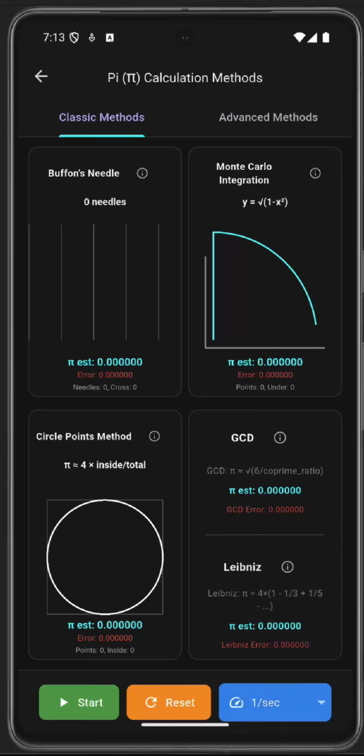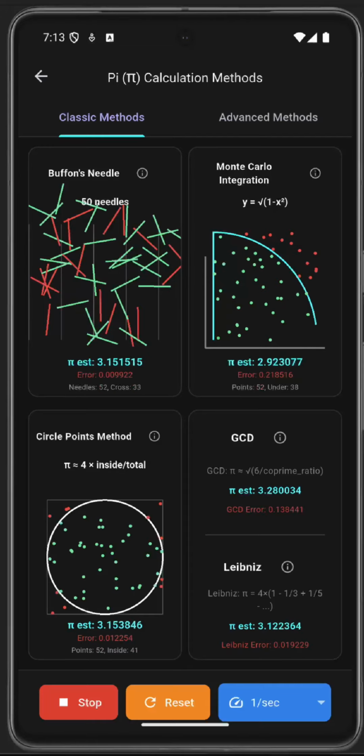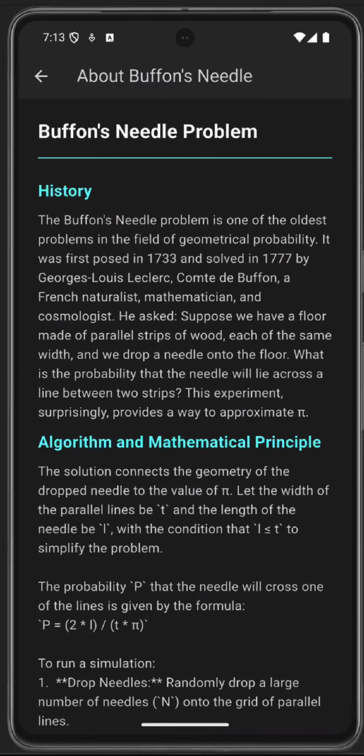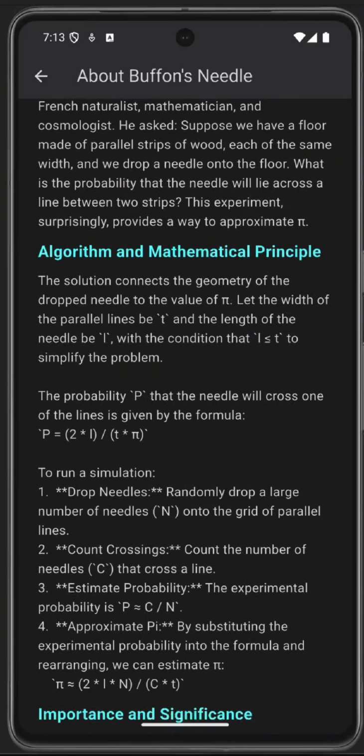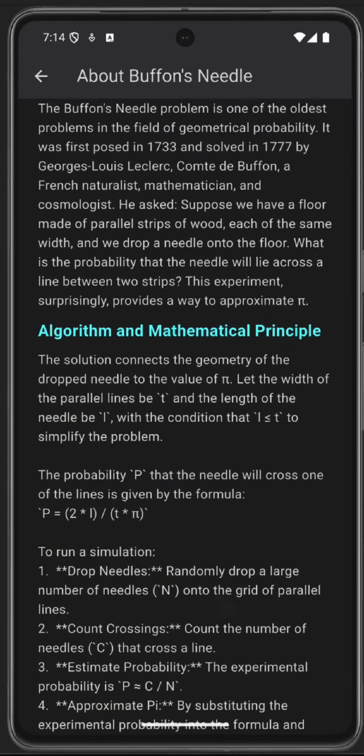First, we have Buffon's needle, a classic problem in geometric probability. Imagine dropping needles onto a floor made of parallel wooden planks. Some needles will cross the lines between planks, while others won't. This experiment reveals a surprising connection.